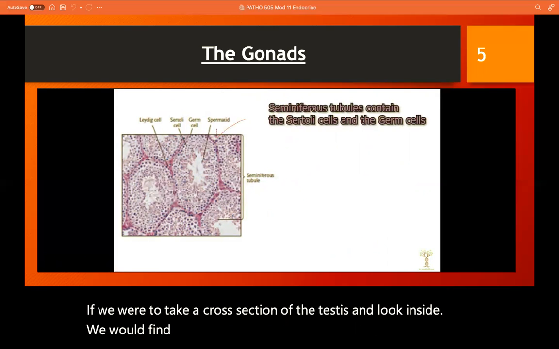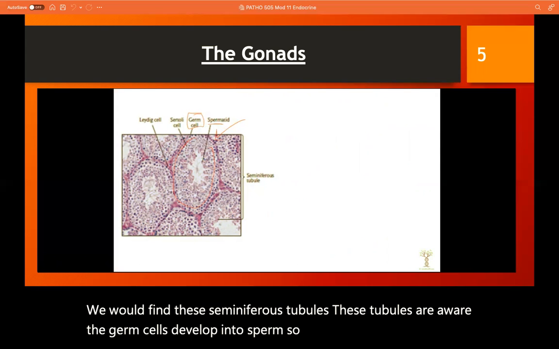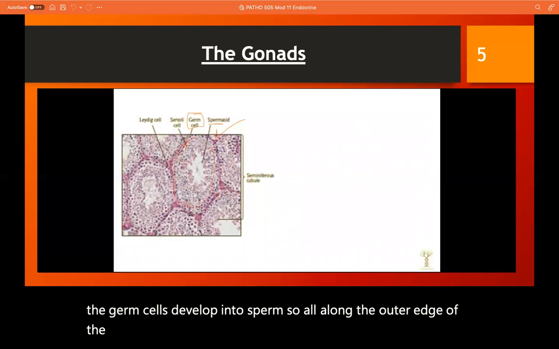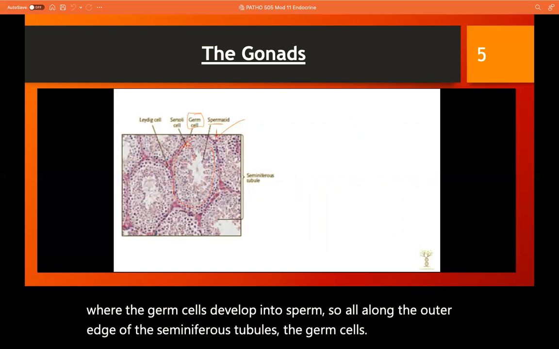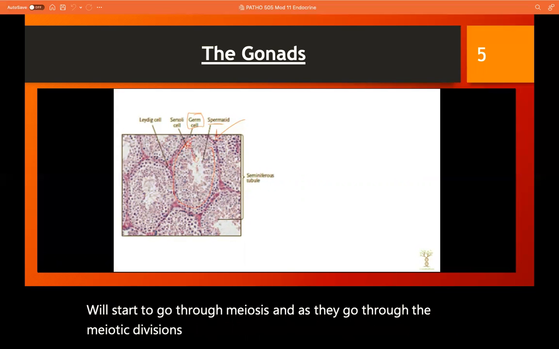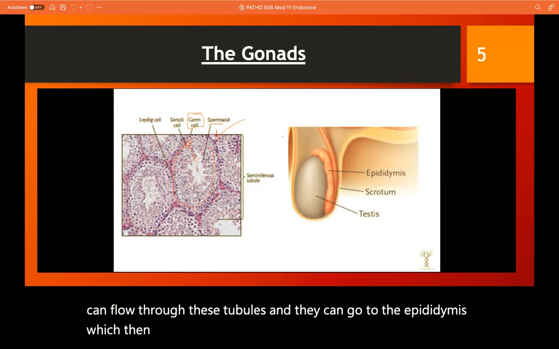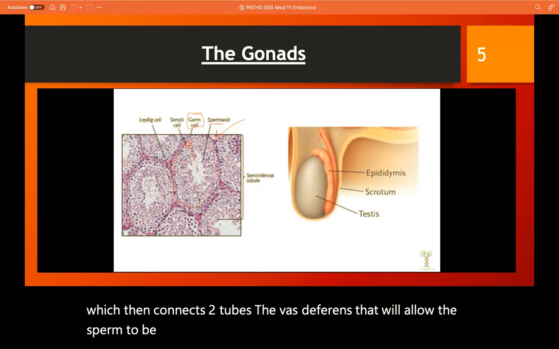Now, if we were to take a cross-section of the testis and look inside, we would find these seminiferous tubules. These tubules are where the germ cells develop into sperm. All along the outer edge of the seminiferous tubules, the germ cells will start to go through meiosis. As they go through the meiotic divisions, they will differentiate into sperm. And then they can flow through these tubules and go to the epididymis, which then connects to tubes, the vas deferens, that will allow the sperm to be ejaculated out of the body.